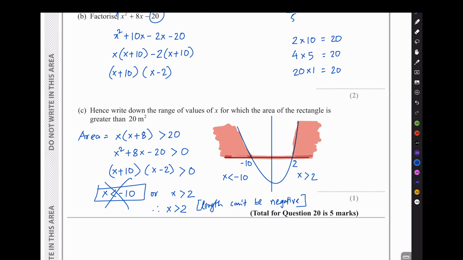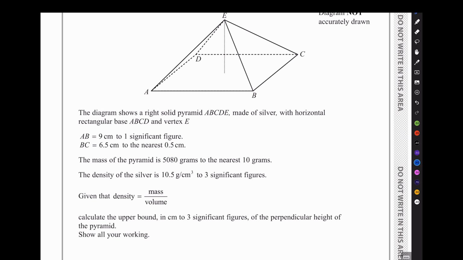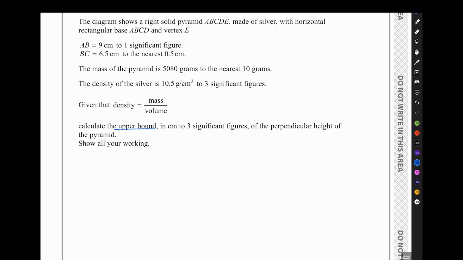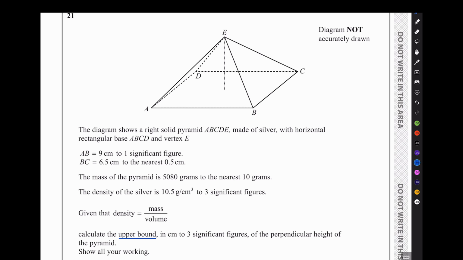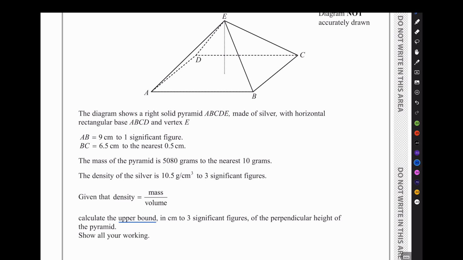So yeah, moving on. Question 21. This is upper bound, lower bound. Before even reading the question, the first step you should do is find the upper and lower bounds of every single number. This is for your practice.